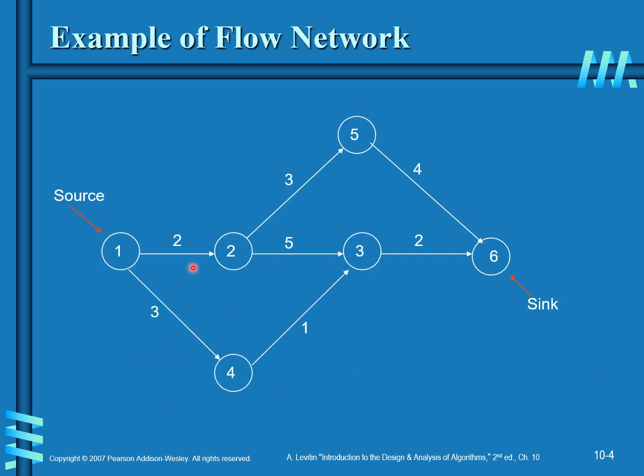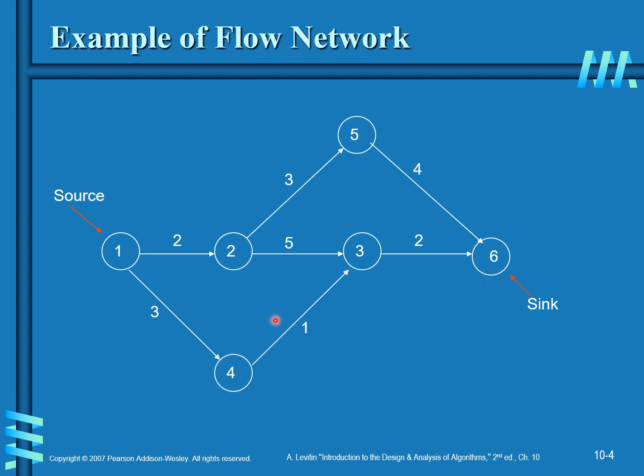So this is an example of a flow network. Here you have 6 nodes. You know that the source is a vertex which doesn't have any incoming edges, so we marked node 1 as the source. Whereas 6 is the sink, the node which doesn't have any outgoing edges. There are no leaving edges from this node, so we mark this 6 as the sink.